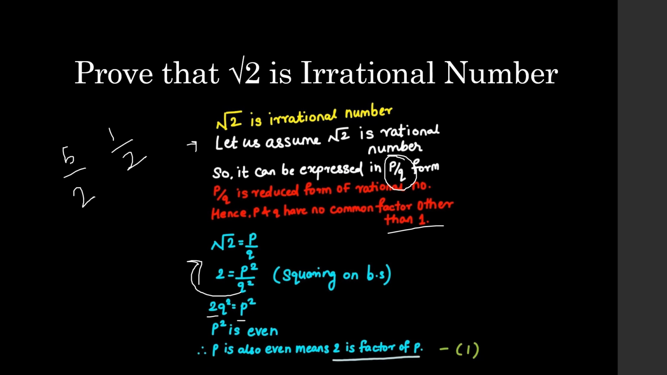Now since p square is even, p is also even. How do we know that? See here, 2 is an even number. What is the square of 2? 4. 4 is an even number. The square of 4 is 16, which is also an even number. So the square of an even number is always even. So if p square is even, then p is also even. If a number is even, we can conclude that 2 is a factor of that number. So 2 is a factor of p. This we have concluded since p is an even number. So this is our equation 1.